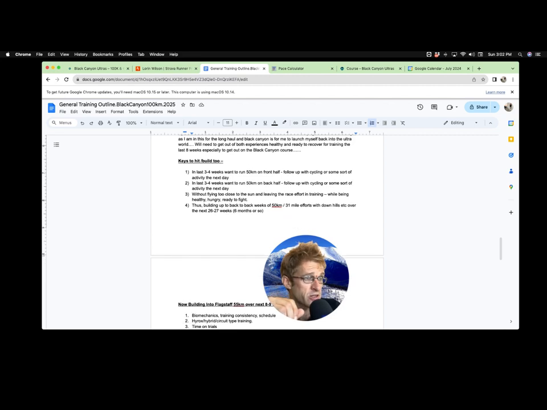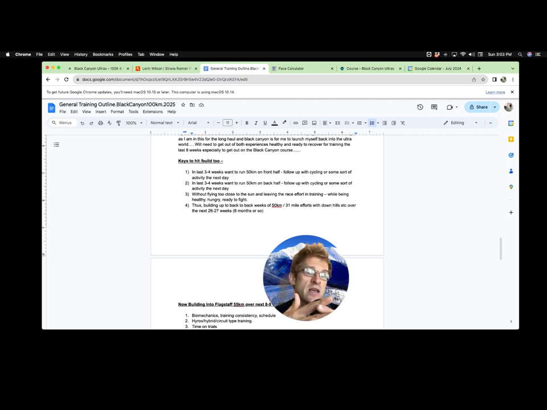So keys to hit to build to. In the last 3 to 4 weeks before Black Canyon, I want to run 50 kilometers on the front half. I want to follow that 50-kilometer effort up the next day with some cycling or some sort of activity, whether it's cycling or some sort of strength circuit or more running.